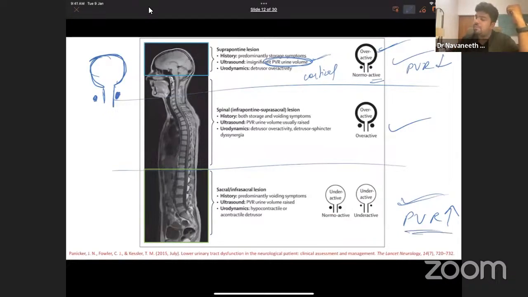PVR will be high. Here, PVR is either normal or high. It depends. Again, it's a midway problem. So here you're going to have DSD very typically. Here you have dyssynergia between the bladder and the sphincter.